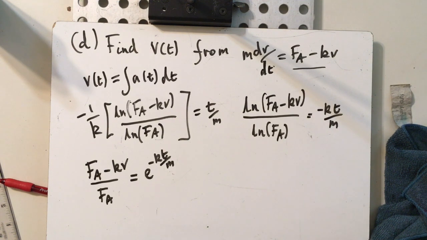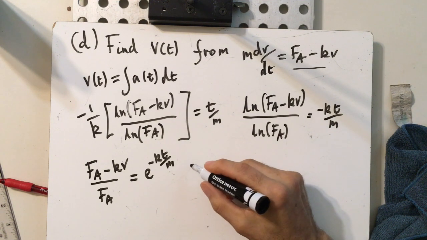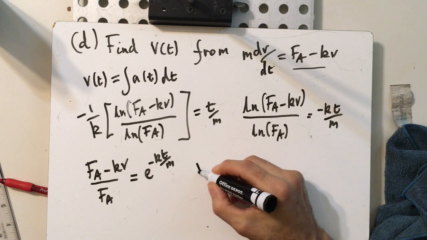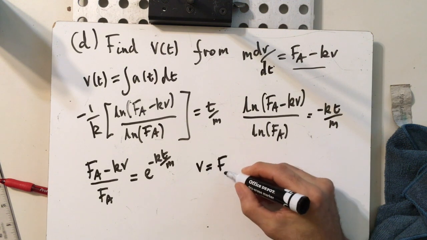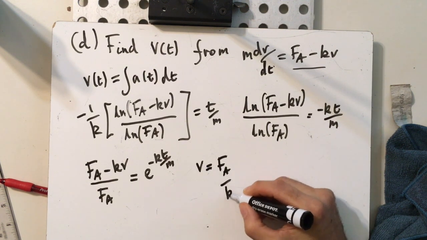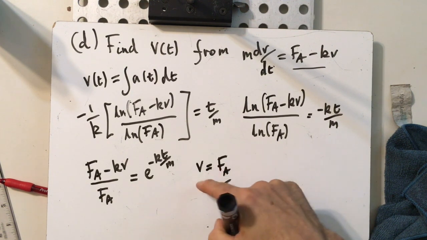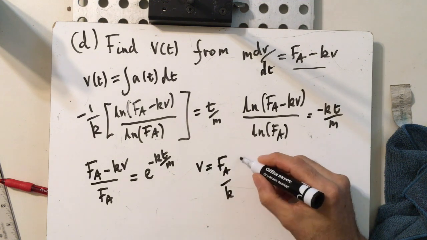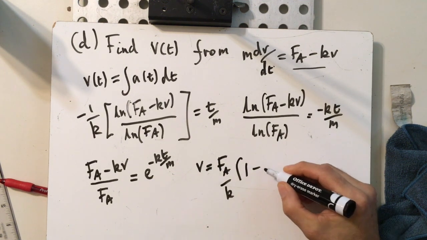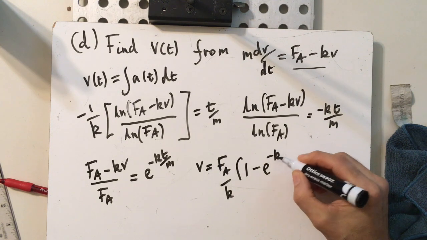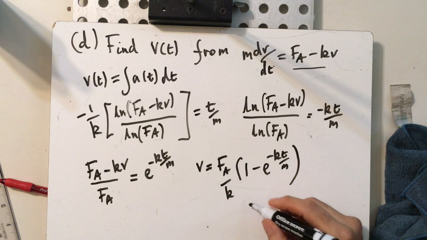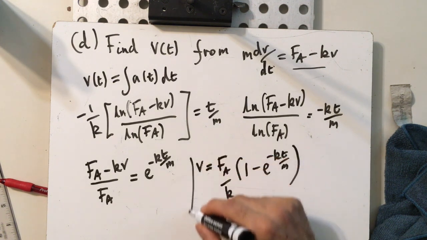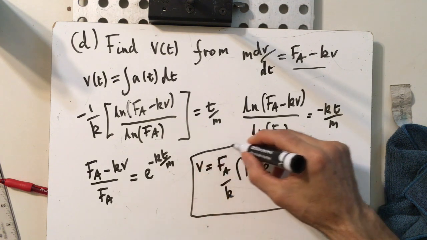Now it's just a pretty straightforward process to solve for v, and that's just algebra, so I won't run through that, but what you end up getting is v equals F_A over k. Remember, that's the value that we found for the terminal velocity, times 1 minus e to the negative kt over m. So this is our answer, by the way, for part D.